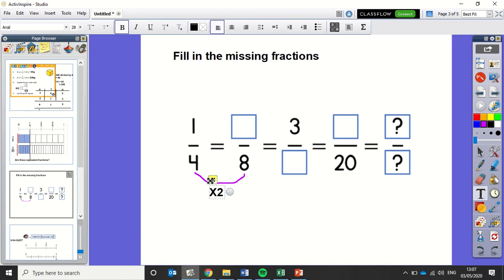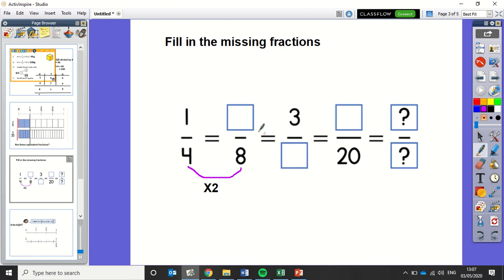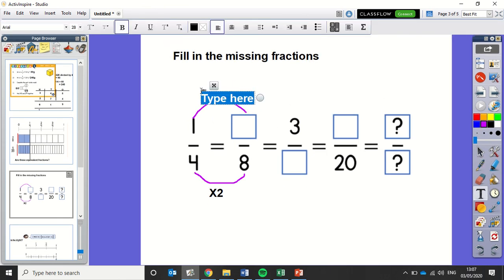Now remember, whatever I do to that denominator, I have to do to the numerator. So because I've times the denominator by 2, I have to times my numerator by 2. And 1 times 2 is 2. So 1/4 is equal to 2/8. 1 times 3 gives me 3. So that means I need to do 4 times 3 to find this number. 4, 8, 12.